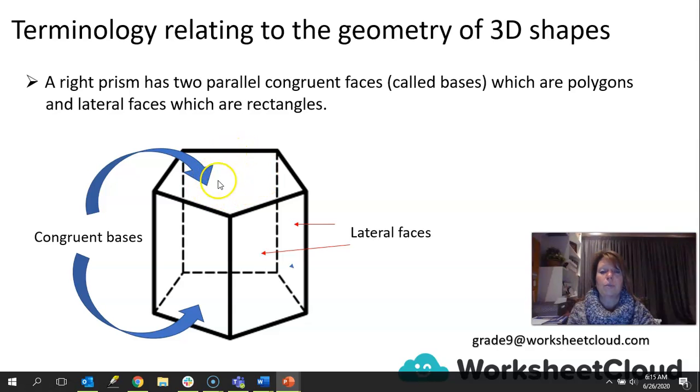But it could also be a triangle, which will create a triangular prism, or it could be a square, which will create a cuboid or a cube, or we could call it a rectangular prism. It could be any shape. It could be an octagon. The bases could be octagons, so therefore it would be an octagonal prism. Right, but they are all right prisms because where the congruent bases meet the lateral sides, it forms a right angle.